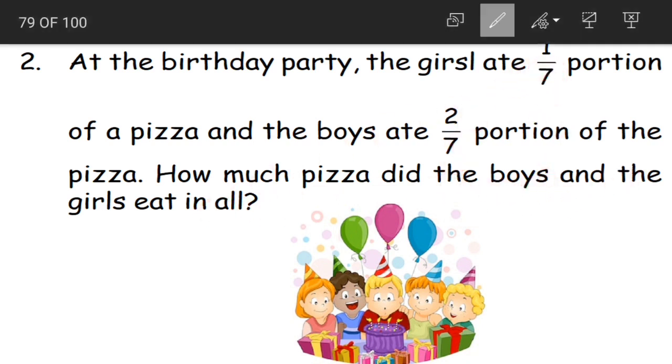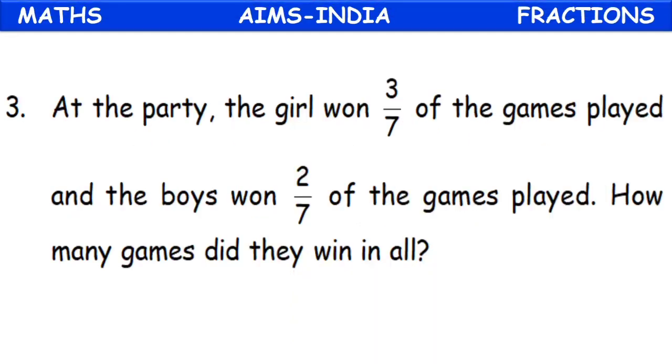Now how much did both boys and girls eat in all together? How will we find out? We need to add. Yes, when we add the portion ate by girls and then the portion ate by boys together, 2 by 7 plus 1 by 7, we will get the total portion which was eaten by both girls and boys.